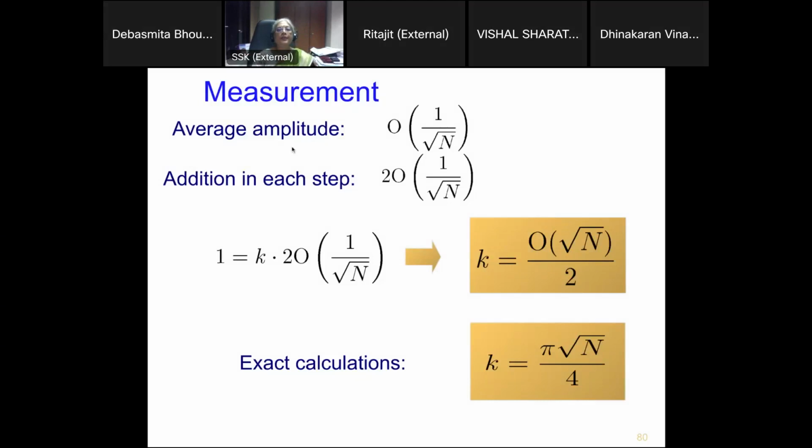So we can show that the average amplitude would be this, and after addition, you would get this. Let's say I want k iterations, then because this is the amplitude, with these many iterations you can increase the amplitude to 1, and you can do the exact calculations and find that this is what you have. Because you are doing these many iterations, the complexity of Grover's algorithm reduces from the classical big O of N to big O of square root of N, which is again a speed up.